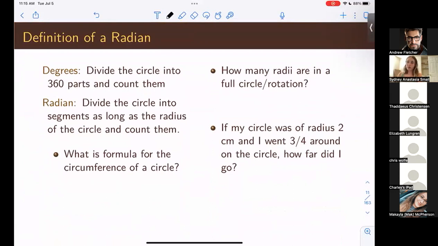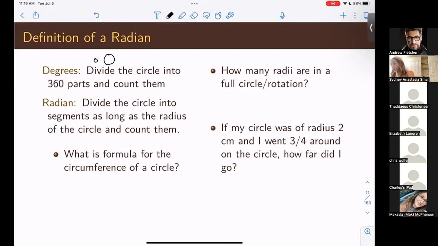We know what a degree is. We know that a degree is just how every single circle is broken up. The size of the degree is the same regardless of the size of the circle. So what I mean is we could have a circle that's this big, or we could have a circle that's this big. The size of a degree does not depend on the size of the circle. That's a little bit different for radians. So what exactly is a radian?